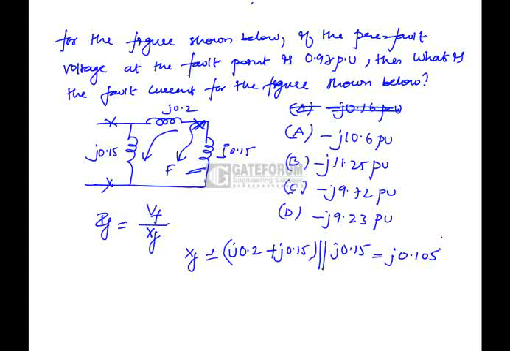Okay, total fault reactance. Now what is fault current IF? He has given fault voltage VF as 0.97 by J times 0.105, which is equal to minus J 9.23 per unit. Option D is correct answer.